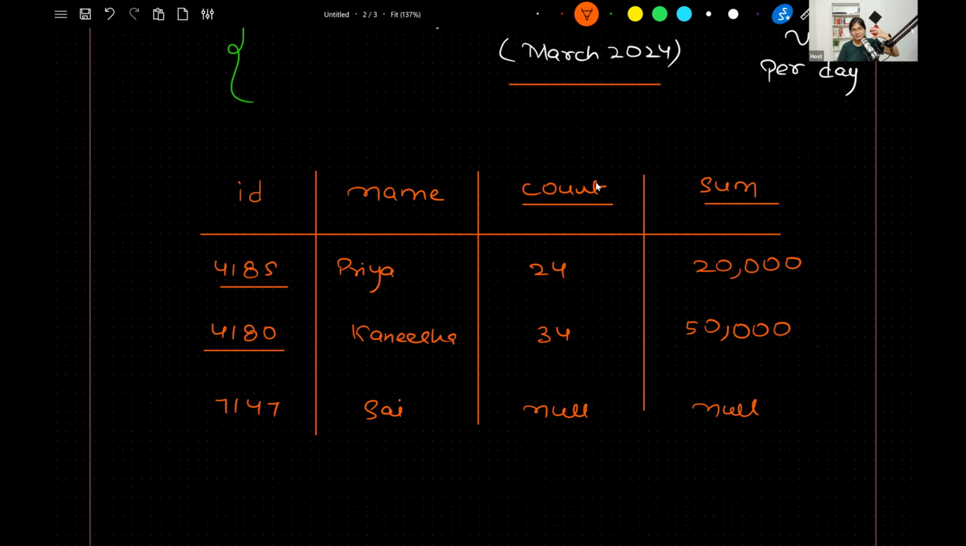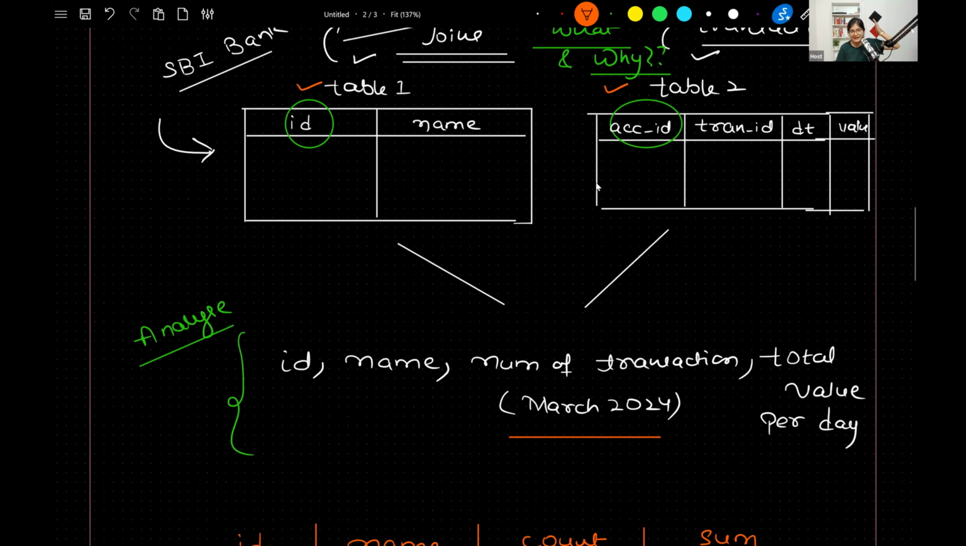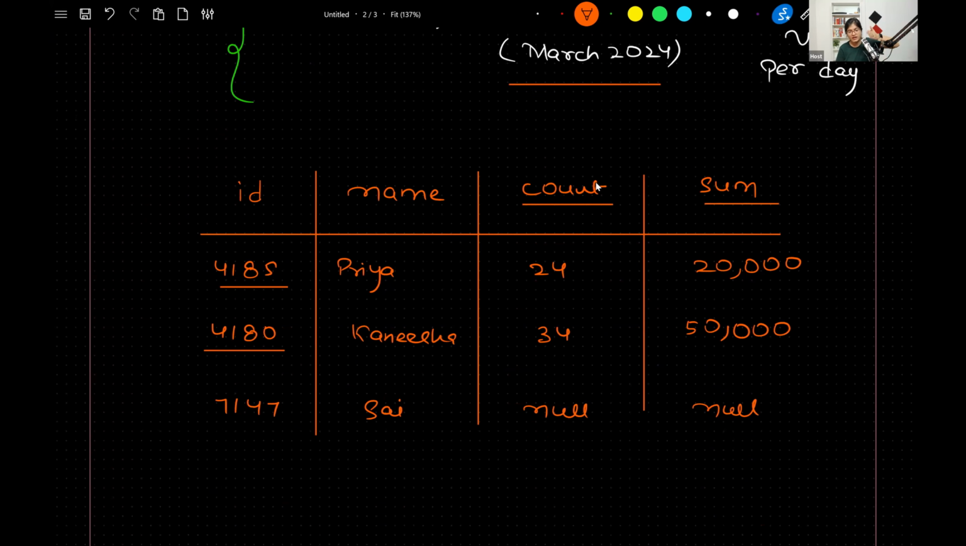So the left side table, table 1, it will print entirely. Doesn't matter whether there is a common ID available in table 2 or not. If it is available, it will also display the count and the sum. If it is not available, it will display the value as null, indicating that table 2 doesn't contain that particular ID and the name of that person.